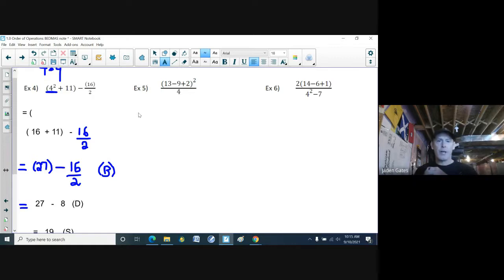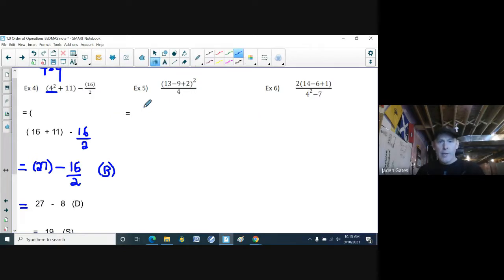Now, next up, example 5. We have a (13 minus 9 plus 2) squared divided by 4. Okay. So a lot of stuff going on here. But the first thing here is, again, following BEDMAS, we got to do the brackets first. All right. And so, let's see here. I'm just going to go with my pen.